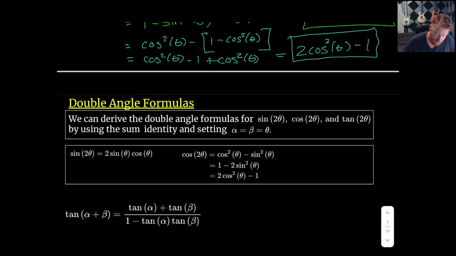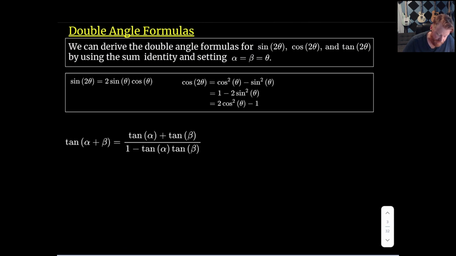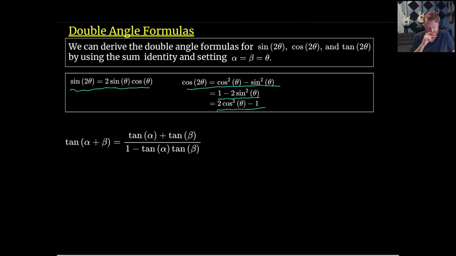And I've got a summary of what we had found on the previous page, that sine of 2 theta is equal to 2 sine theta cosine theta, and that the cosine of 2 theta is either cosine squared theta minus sine squared theta, or we could write it as 1 minus 2 sine squared theta, or 2 cosine squared theta minus 1. So those are all different forms of the same identity there.